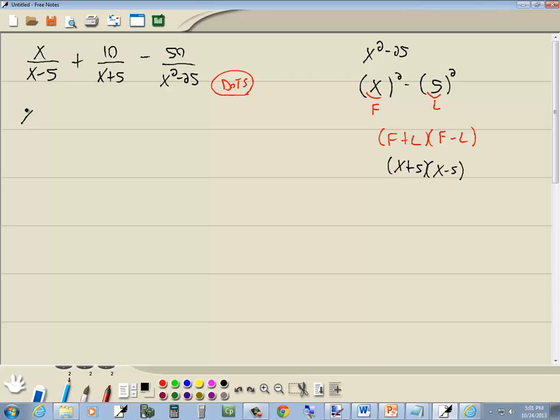So this becomes x over x minus 5 plus 10 over x plus 5 minus 50 over x plus 5, x minus 5. Okay, that was step 1. Now step 2 is figure out your LCD, least common denominator, and rewrite each fraction with that.